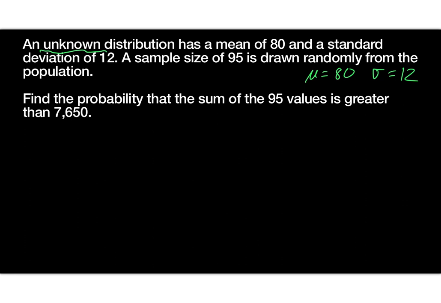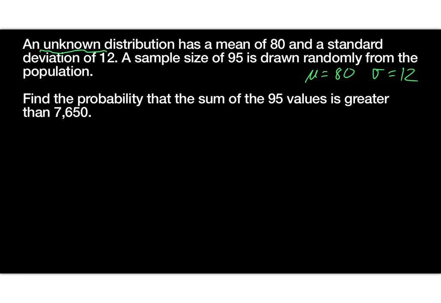One thing I did not do is draw a normal curve, because it says the population is unknown, which means I don't know the shape of it. I just know the average and standard deviation, which is kind of weird. It won't often happen in the real world that you'll know the average and the standard deviation without knowing the shape of the distribution. But for argument's sake right now, we don't know what that is.